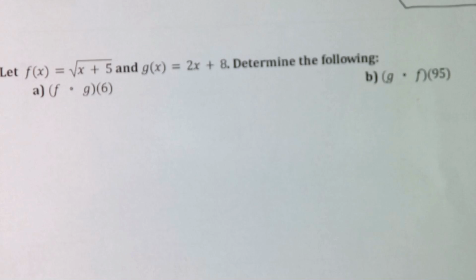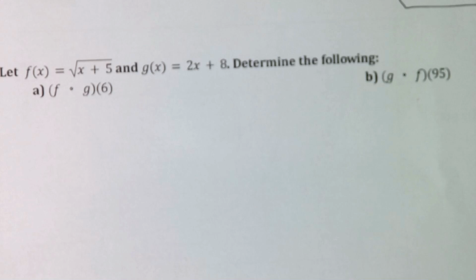So let's write it out fully. This is f of g of 6. You're working from the right to left. We're putting 6 into g first. What color is that, class? It's pink. g is pink. So I'm going to write out 2x plus 8. And I'm going to put a 6 in there. And then I get 12 plus 8.